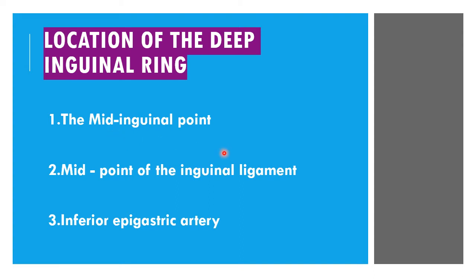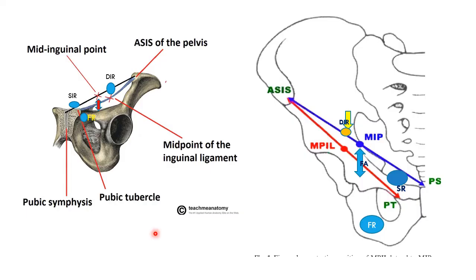In the examination of a patient with inguinal hernia, the location of the deep inguinal ring is a very important part of the examination. In this respect, 3 important landmarks should be taken into consideration. First, the mid-inguinal point. Second, the midpoint of the inguinal ligament. And third, the inferior epigastric artery. This slide shows you the important landmarks that you must familiarize yourself with in the examination of the inguinal hernia.